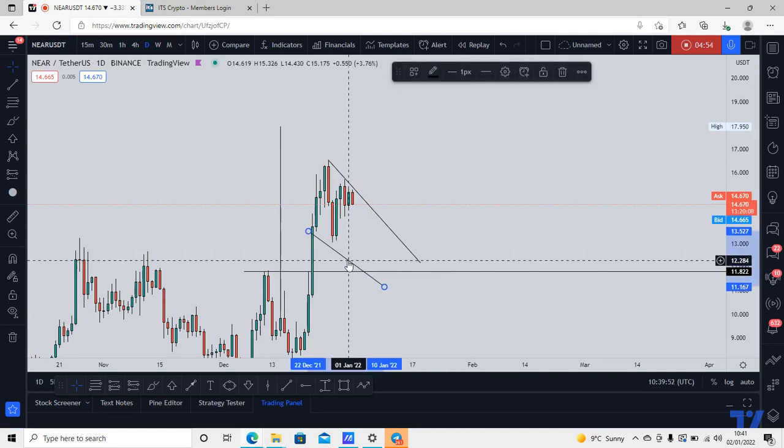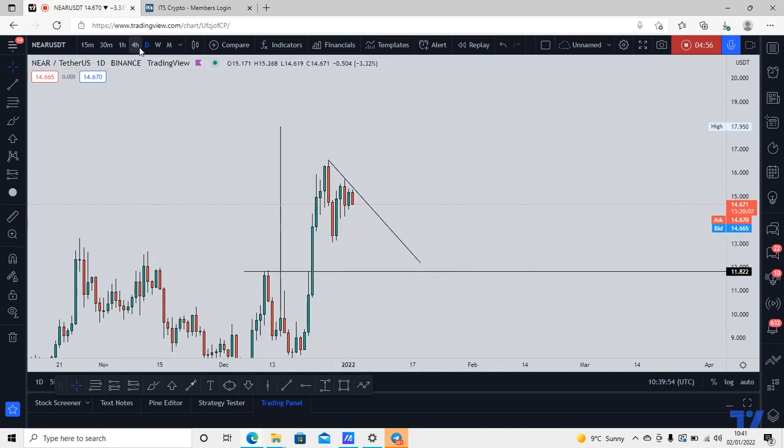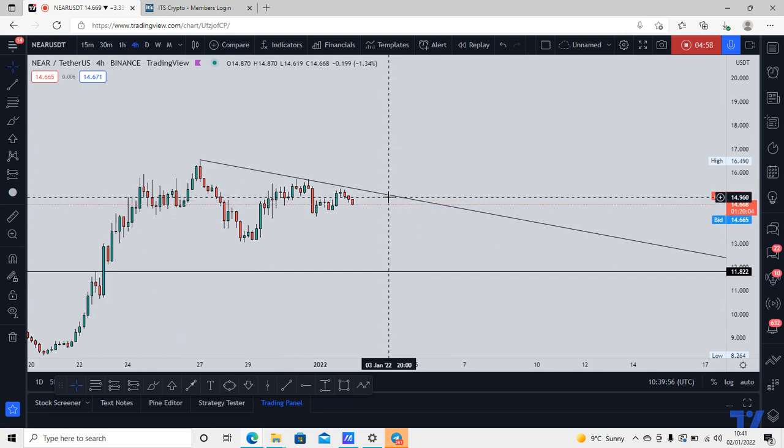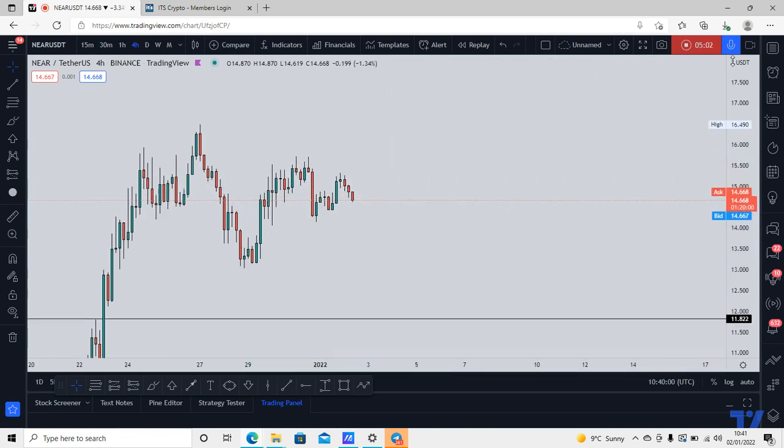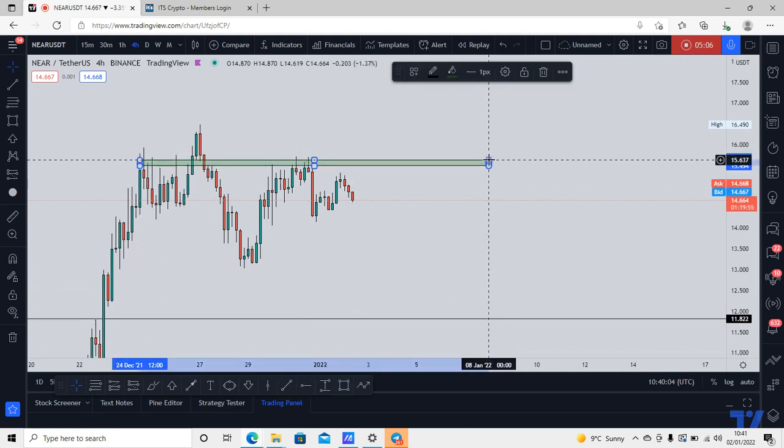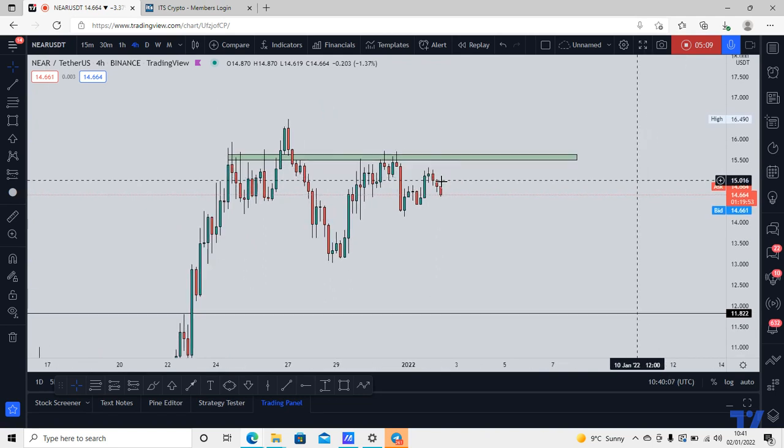So how are we going to be potentially looking at capitalizing on this? If we drop down to the 4-hour time frame, let's delete that trend line for now. Here on the 4-hour time frame, everything is very clear. The market has just rejected this level of resistance. So we have a clear level of resistance here.